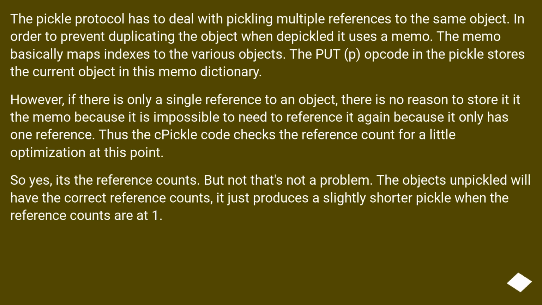However, if there is only a single reference to an object, there is no reason to store it in the memo because it is impossible to need to reference it again because it only has one reference. Thus the cPickle code checks the reference count for a little optimization at this point. So yes, it's the reference counts.